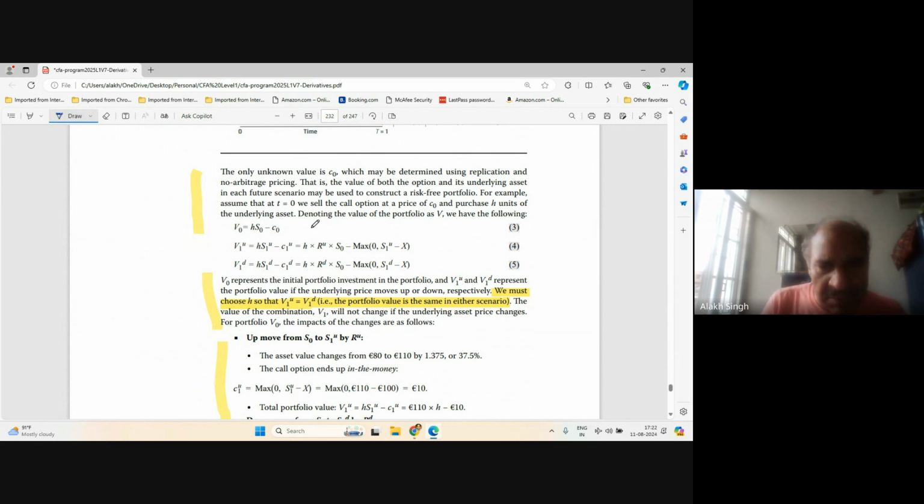So we have a portfolio, C0 can be replicated, and we can calculate the current portfolio by having a hedge ratio. So how do we calculate? Denoting the value of the portfolio V, we have the following equation. V0 at current price is H times S0 minus C0. So this one is our stock. And what percentage of stock we hold, H, we have to find, to make it a risk neutral or risk free portfolio.